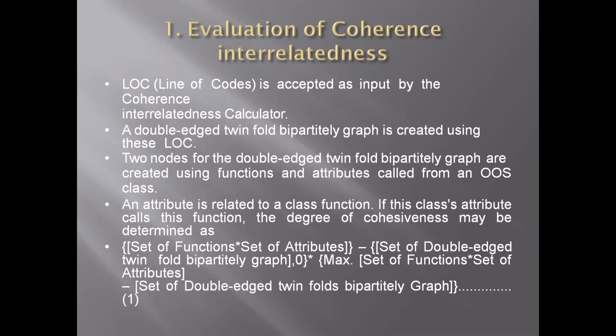First, LOC, lines of code, is accepted as input by the coherence interrelatedness calculator. A double-edged twin-fold bipartite graph is created using these LOC. Two nodes for the double-edged twin-fold bipartite graph are created using functions and attributes called from an OO class. An attribute is related to a class function. If this class's attribute calls this function, the degree of cohesiveness may be determined. It's a set of functions and a set of attributes, a set of the double-edged twin-fold bipartite graph, comma 0, with star conditions on the maximum of the set of functions and set of attributes.